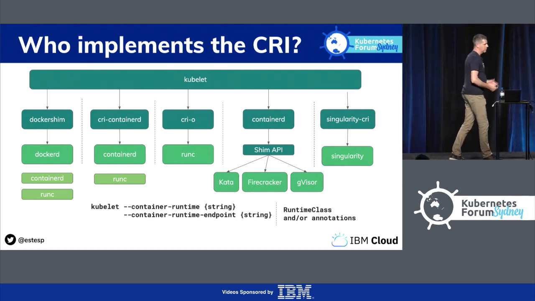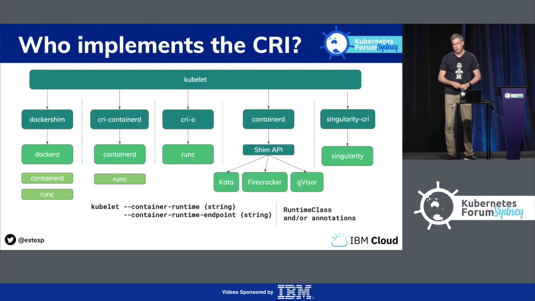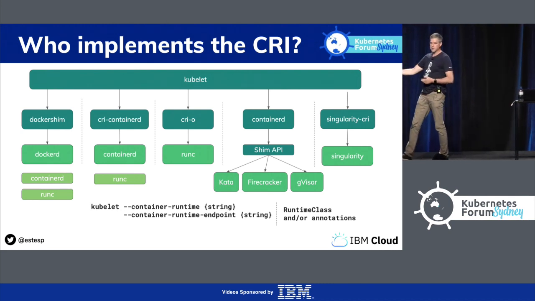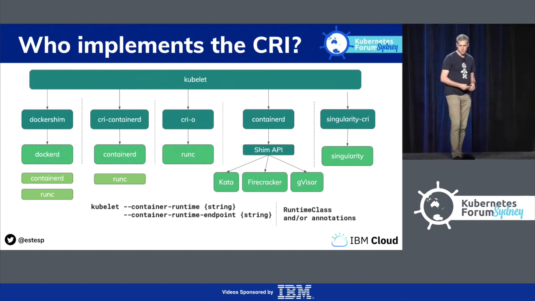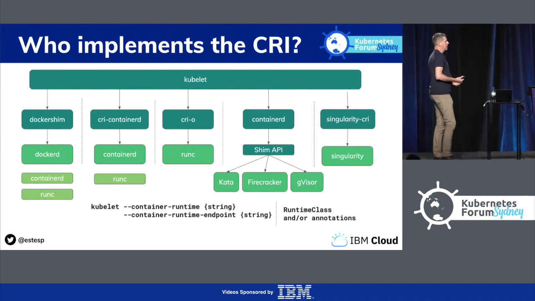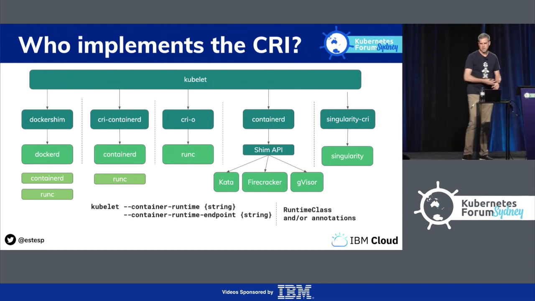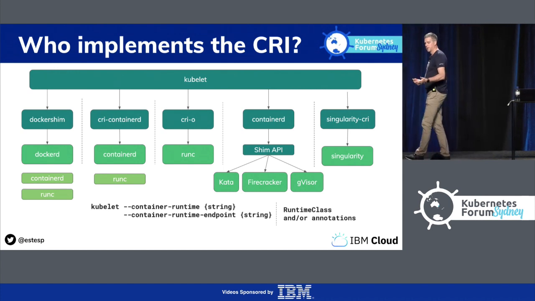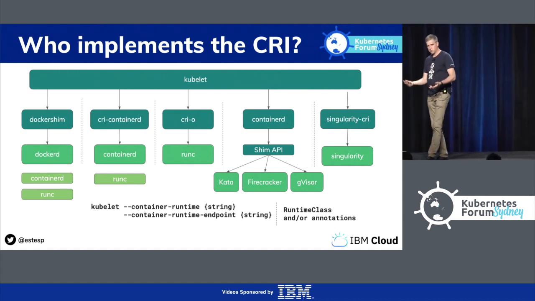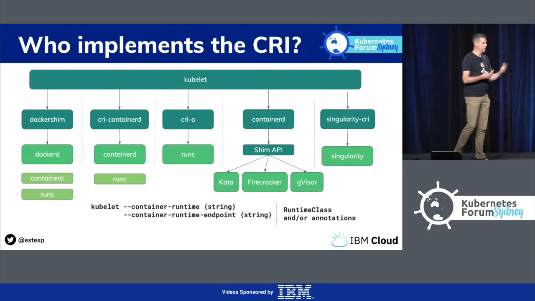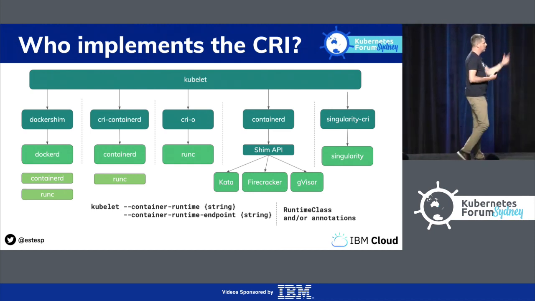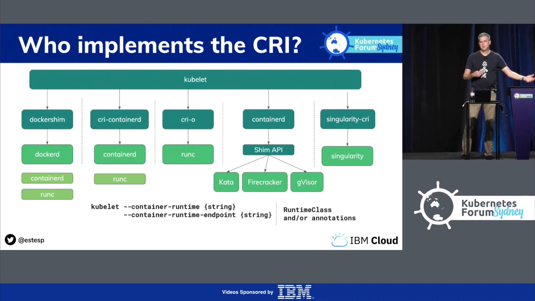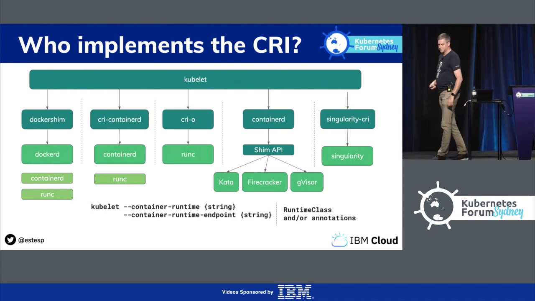Singularity, which I mentioned, maybe you haven't heard of it from the high-performance computing space. They created a runtime specific to the needs of HPC cluster workloads. But over time, they added OCI compliance. And then more recently last year, they added an implementation of the CRI. So if you wanted a Kubernetes cluster in an HPC environment and your choice was Singularity, you can now plug that into a Kubernetes cluster, and that will drive Singularity to do those operations on containers.